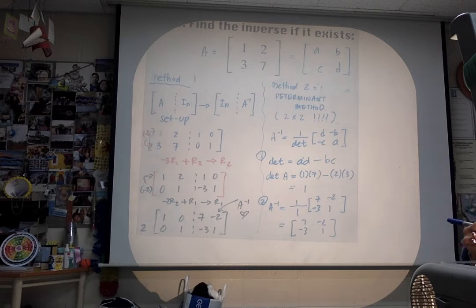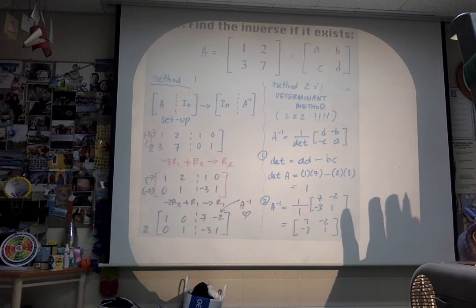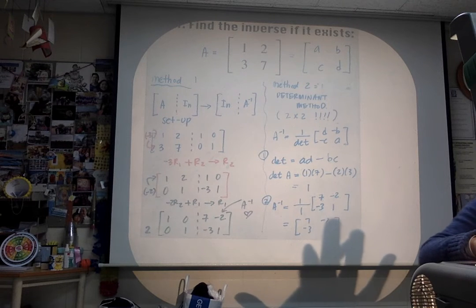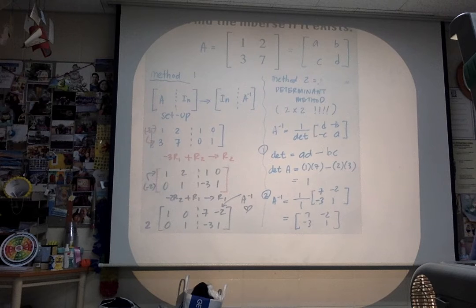So let me ask you this. Which method do you like better? The determinant method or our REF method? Yeah, I don't think I need to hear the answer. For a 2 by 2, definitely the determinant method is much quicker. Okay, well, good luck. Let's try one more with a 3 by 3, okay?